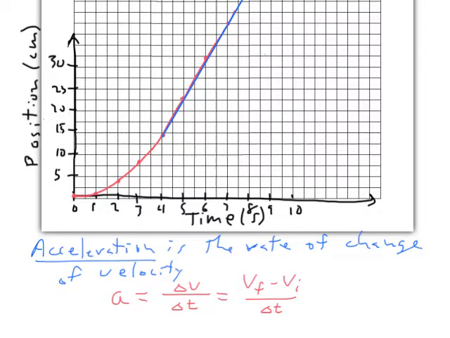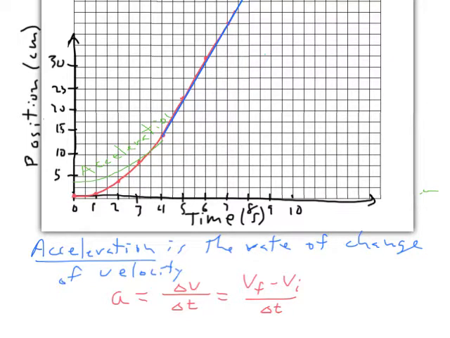Now we're going to take a look at this part here. I'm going to label this other part in green, and this part here is where it was accelerating. So we can label that accelerating.